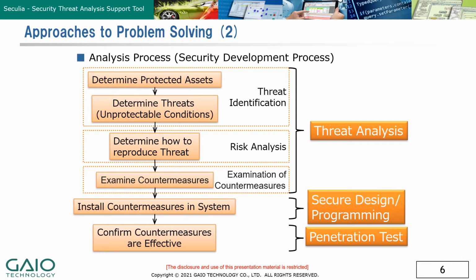Looking at the problem-solving process in detail, it consists of threat analysis, in which we ask what is being threatened, how is it being threatened, and how can that threat be countered. Then secure design and secure programming implement the countermeasure, and finally, the effectiveness of the countermeasure is tested.